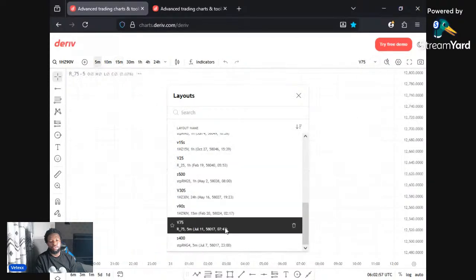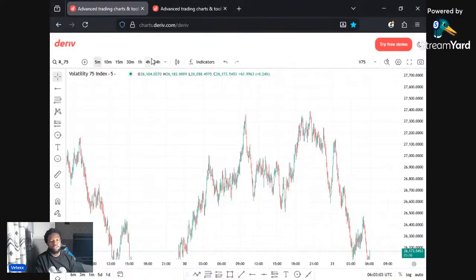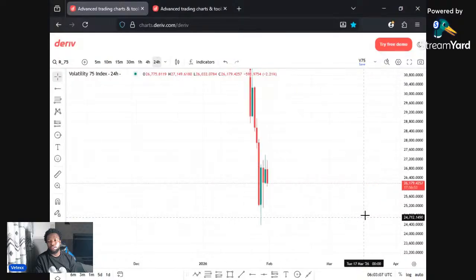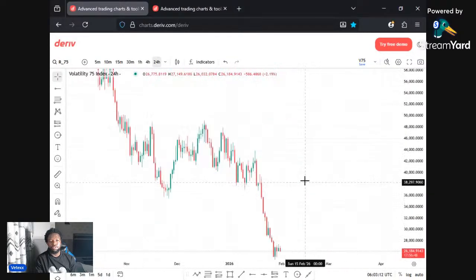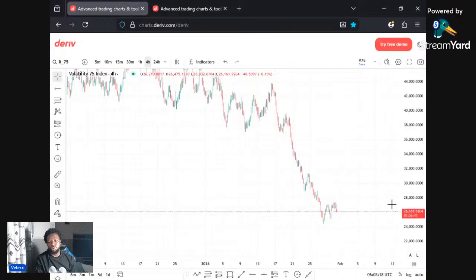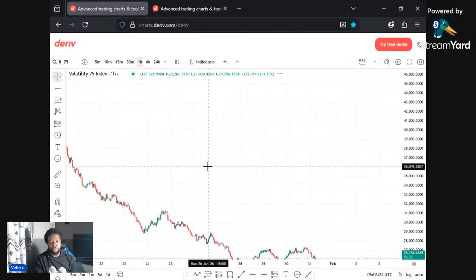So let's go to the V75. On V75, what do we have? V75 has been tanking on the 24-hour time frame, weekly time frame, without even looking back. So look at this. Nothing is happening on V75. On the 24-hour time frame, we don't have a structure. On the 4-hour time frame, we don't have a structure. On the 1 hour time frame, we don't have a structure.